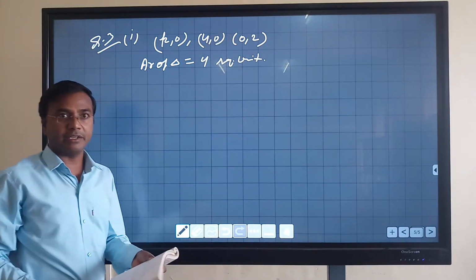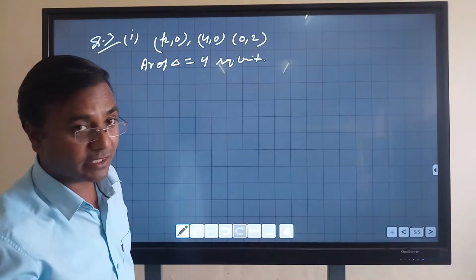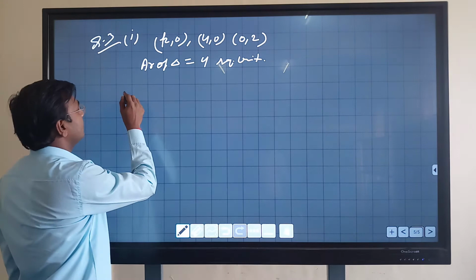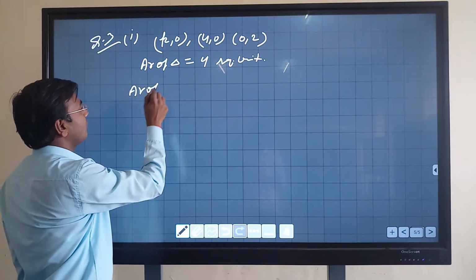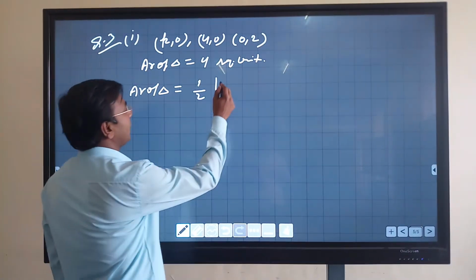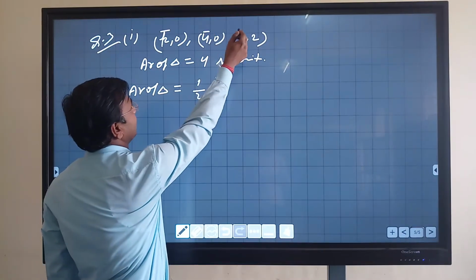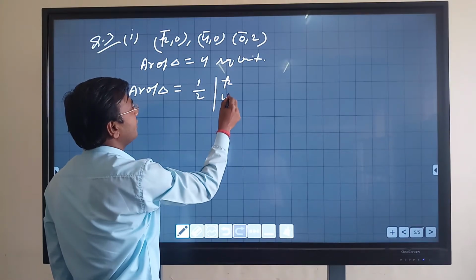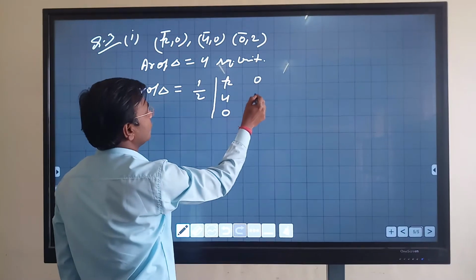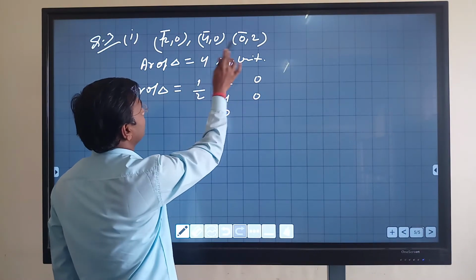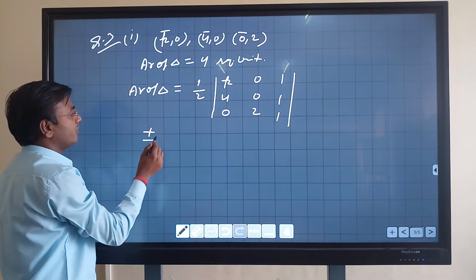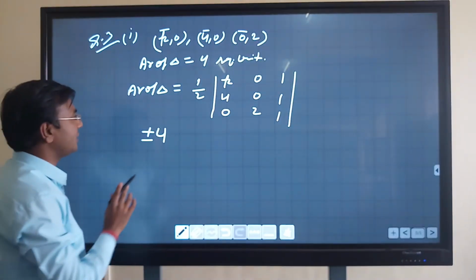So this is related to our concept, that is the node point. If the area of triangle is given, then we will use the plus minus sign, right? So now use the formula. Area of triangle equals 1 by 2 determinant of x1, x2, x3. So x1, x2, x3, these are the values: k, 4, 0. Now you will have to write the formula first, then these values, right? So I am using directly the values 0, 0 and 2, 1, 1, 1. And the area of the triangle, what will we use? Plus minus 4 as per the property.